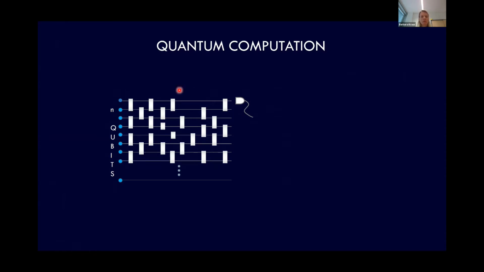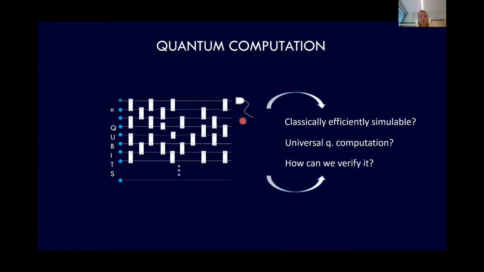Now, if you look at something like this, then there are some obvious questions that present themselves. Namely, we want to know whether such a computation is classically efficiently simulatable. So is it actually doing something that I could also do on a classical computer? Or is it something that I can probably not do on a classical computer efficiently because it's something with which I can do universal quantum computation? And if this is the case, then what becomes more and more relevant these days is to find also ways of how we can verify that.